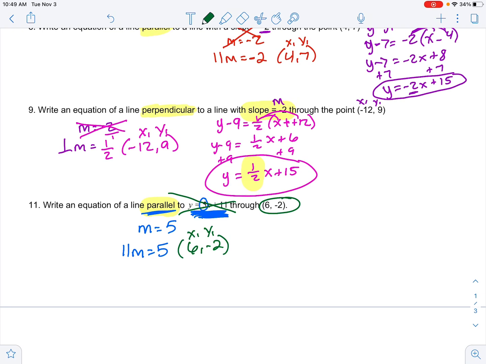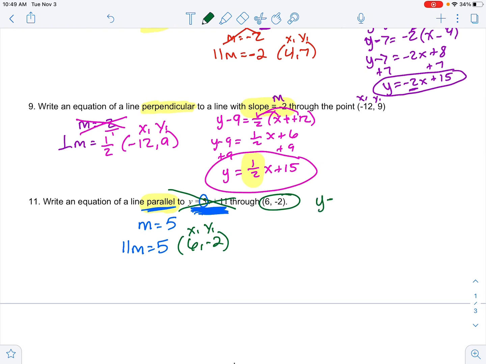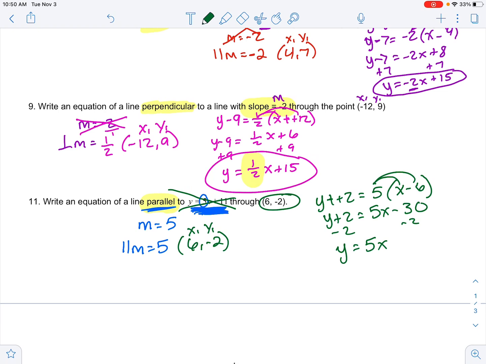So we're making a new equation that will be parallel to that original equation. Let's plug it into point slope form. So we have y minus my y1, which is negative 2, my m is 5, times x minus my x1, which is 6. Bam, bam, our minus minus. We're going to distribute our 5 just like we have been doing. So I have y plus 2 equals 5x minus 30. And then we're going to subtract 2 from each side. So y equals 5x minus 32.